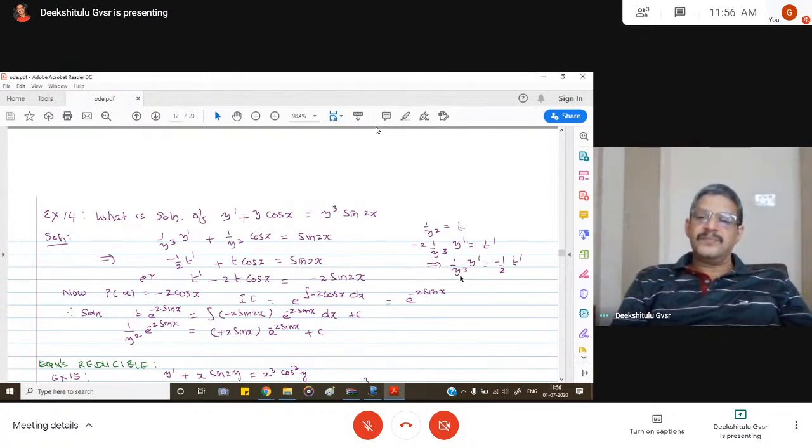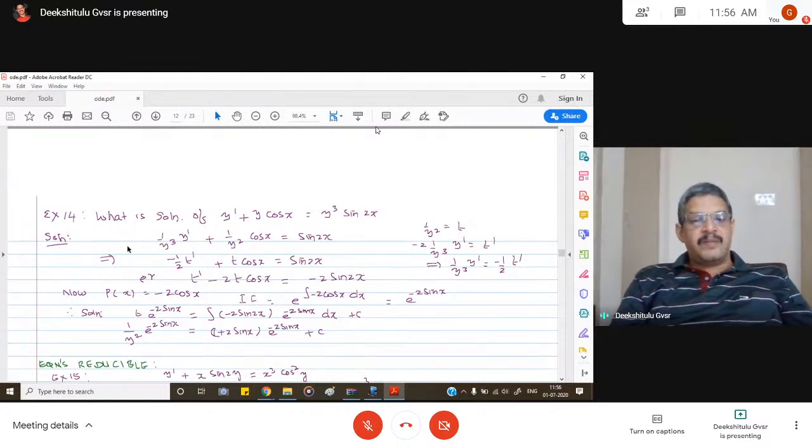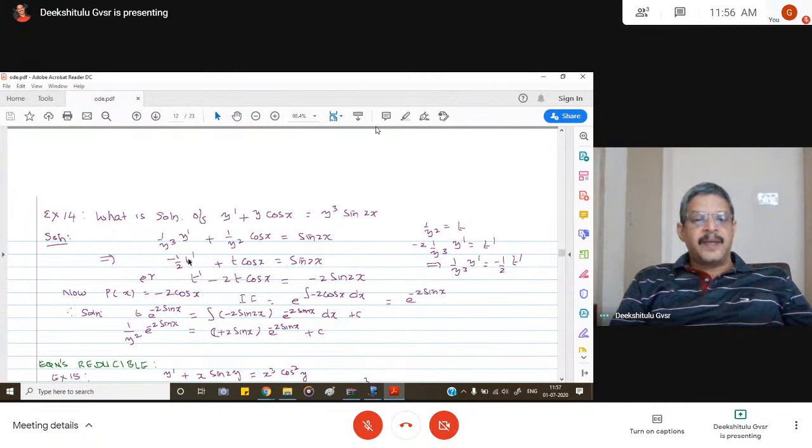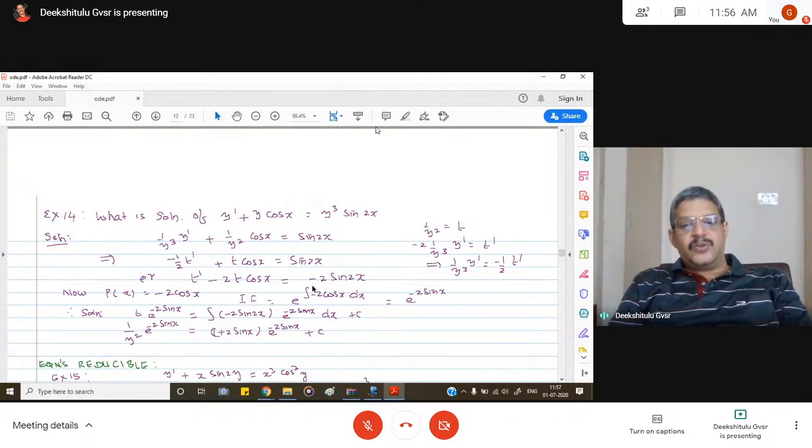Okay. So y dash by y cube, that means this term can be equal to minus 1 by 2 t dash. We substitute here: 1 by y cube y dash is minus 1 by 2 t dash, plus 1 by y square is t, into cos x is equal to sin 2x. So this can be further expressed as t dash minus 2t cos x equals minus 2 sin 2x. So p of x here is minus 2 cos x and q of x is minus 2 sin 2x.